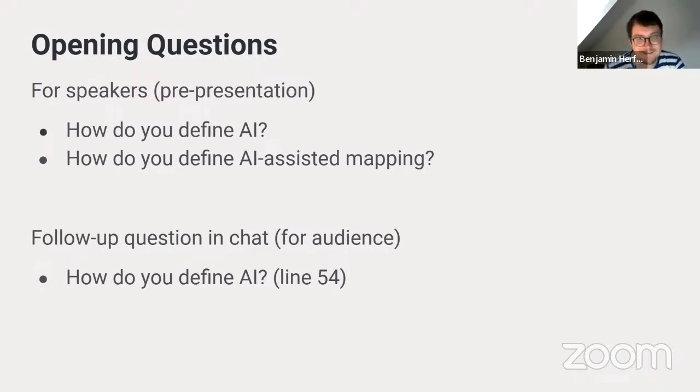And AI assisted mapping, I would say, is when we to some extent use these machine learning models, or the results of these models, such as predicted building footprints, in our mapping workflows. Everything which somehow connects to a model or an output of a model, I would call AI assisted mapping. Yeah, I'll try to keep it as short as this.